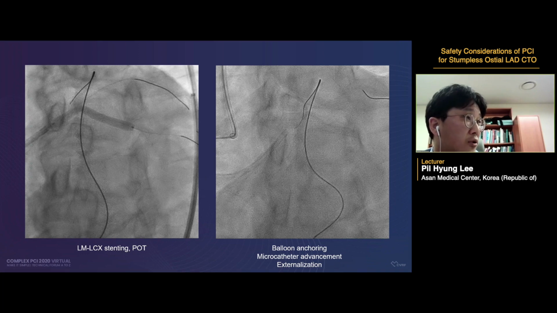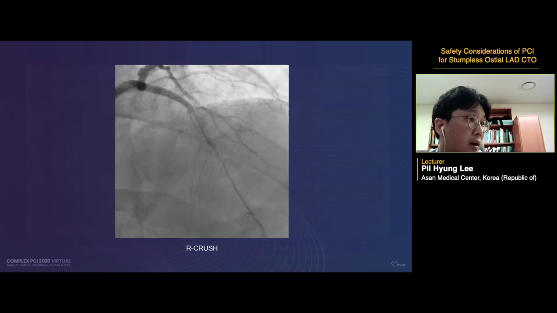So after doing this stenting, the retrograde wiring could be done toward the left main, ensuring safety at this point. He subsequently did the balloon anchoring to introduce the microcatheter, then externalized the wire and did the stenting with reverse crush. This is the final angio.